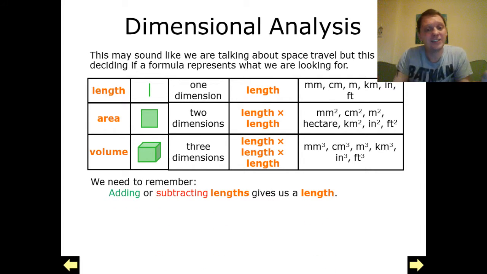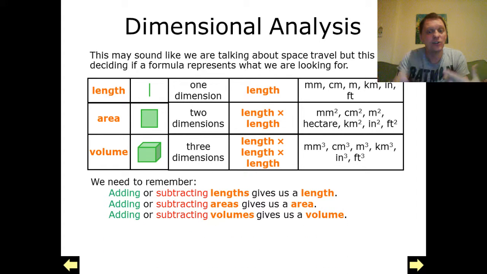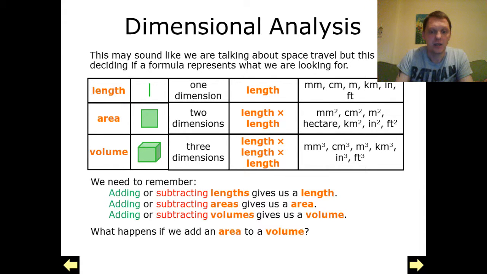So what we need to remember is that adding or subtracting lengths gives us a length. Adding or subtracting areas gives us an area. Adding or subtracting volumes gives us a volume. But what happens if we add an area to a volume?